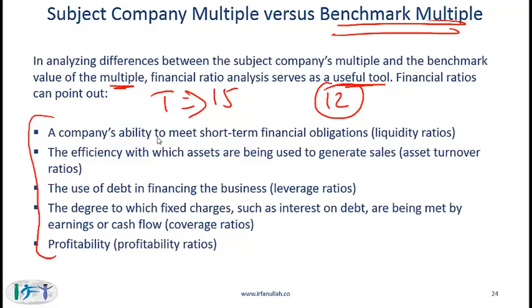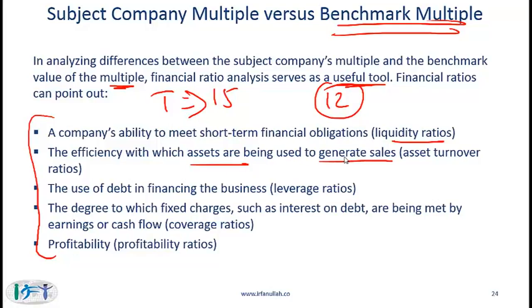You can look at a company's ability to meet short-term financial obligations. If the company's liquidity ratio on average is better than the industry, would that justify a higher multiple? Probably. Then there is the efficiency with which assets are being used to generate sales.